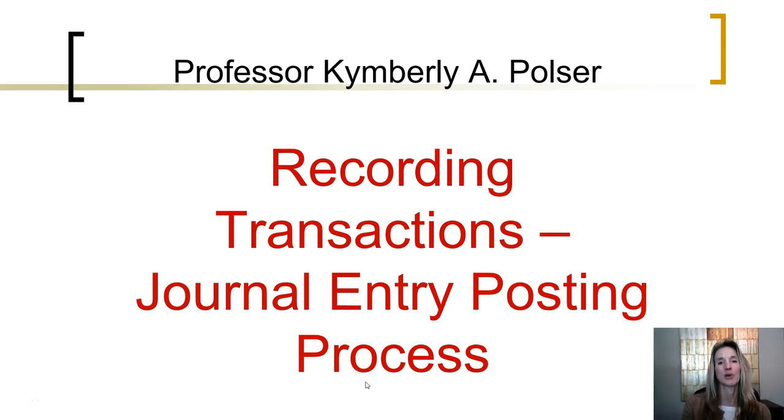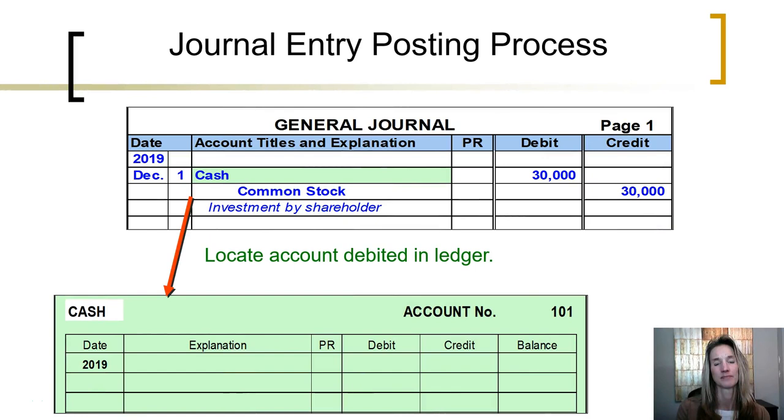In this episode, we're going to look at the process of taking journal entries from the general journal and posting them to the general ledger. Recall that a business transaction is first entered into the accounting system by creating a journal entry in the general journal. So let's assume that an owner invested cash in the business in exchange for common stock.